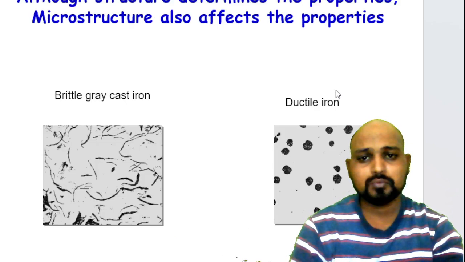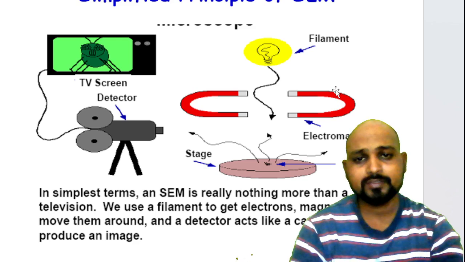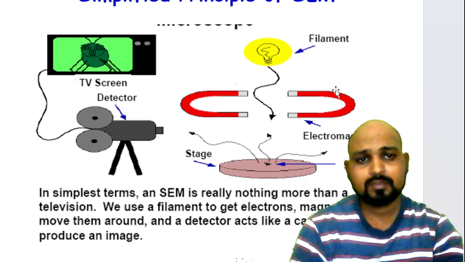So these are some outputs taken by a scanning electron microscope. The first one is a brittle gray cast iron image at 100,000x zoom. Another one is ductile iron. Here is the simplified principle of the SEM. We can see the detector over there and the direct image of the sample.